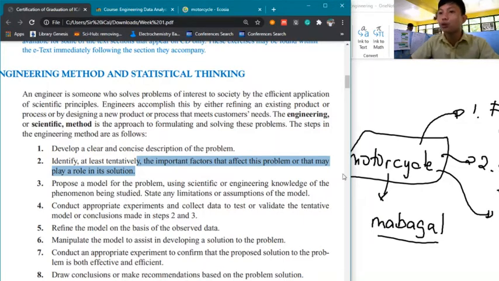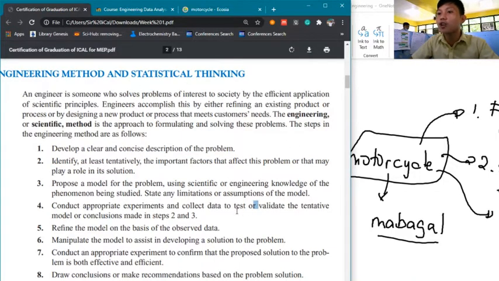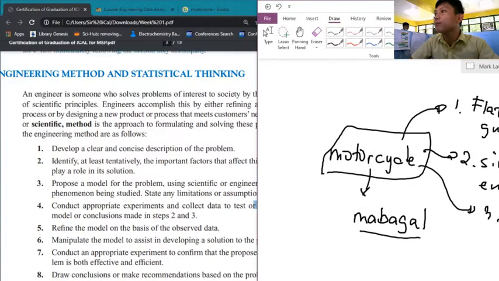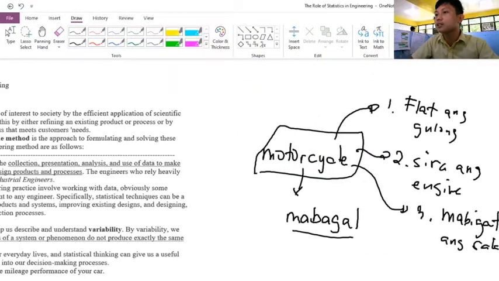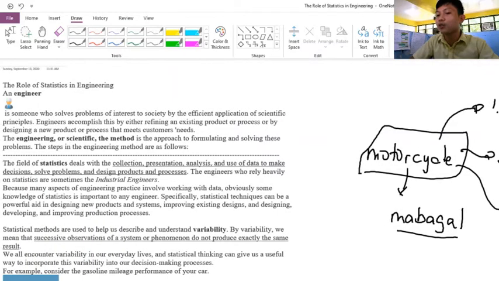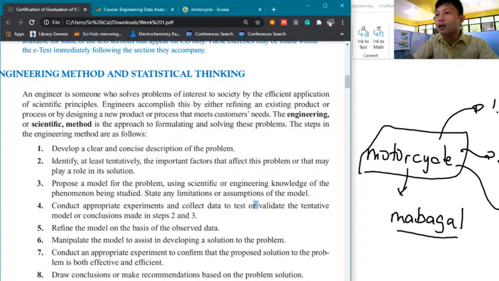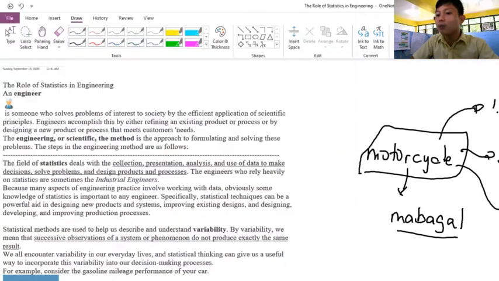Okay, so yun number 2. So number 3 is propose a model for the problem. So yun ang ginawa ko kanina, no? So using scientific or engineering knowledge of the phenomenon being studied, state any limitations or assumptions of the model. So propose a model of the problem. So this one can already be said as a model of the problem. Kasi na-draw ko na yung schematic. So, problem is mabagal yung motorcycle.